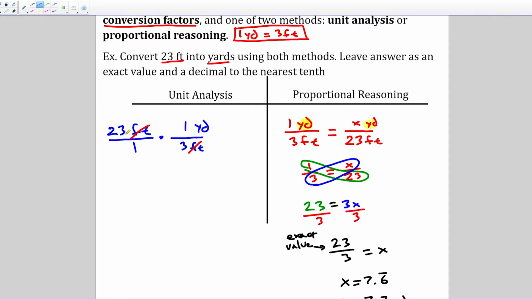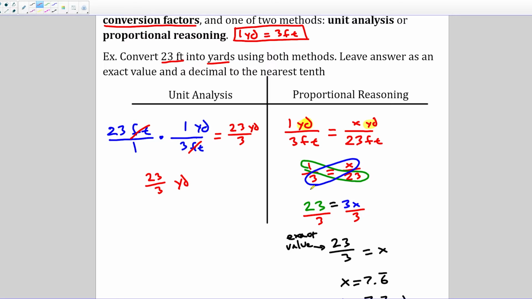Now, since we are really just multiplying fractions, we're going to multiply across the top in the numerators, and then we're going to multiply everything in the denominators and then divide our two results. So here we have 23 times 1 yard, which means that we have 23 yards. And we're going to divide this by 1 times 3, which is just 3. So essentially we have 23 over 3 yards as our answer, which is exactly what we got previously using proportional reasoning.